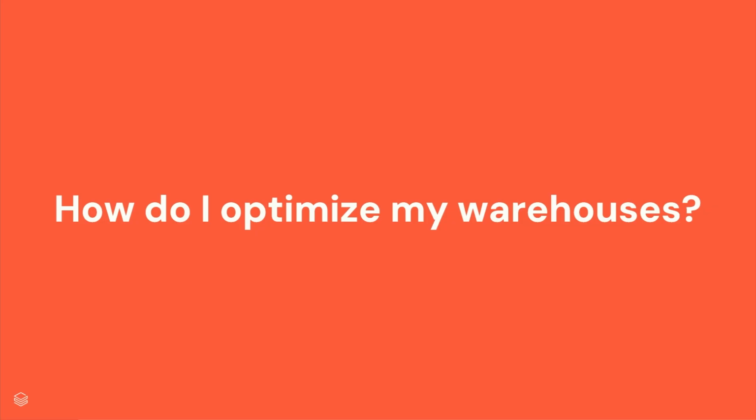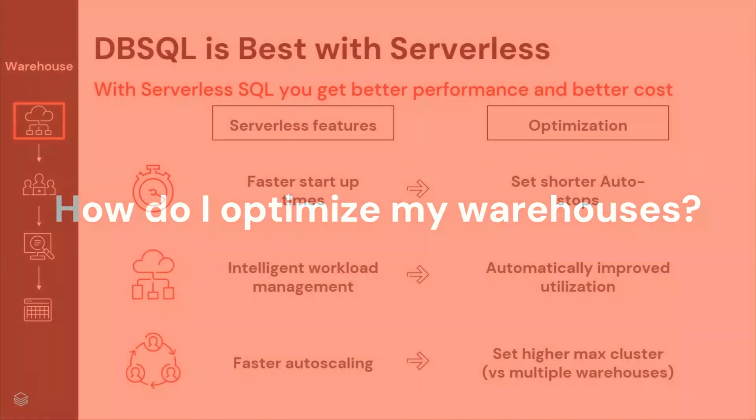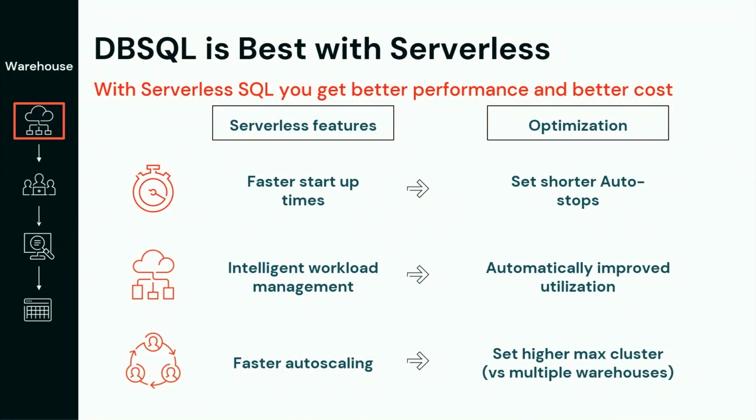So now that we understand some of these levers, how can we use them to optimize warehouses? First of all, start with serverless SQL warehouse. With serverless SQL warehouse, you can get up to 2 times the performance compared to Classic and Pro. Serverless has all these features on the left side that lead to cost optimizations on the right side.